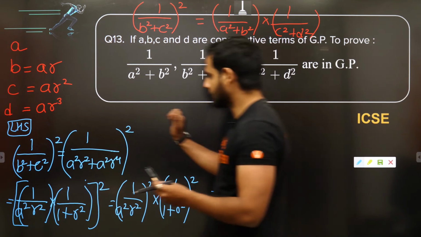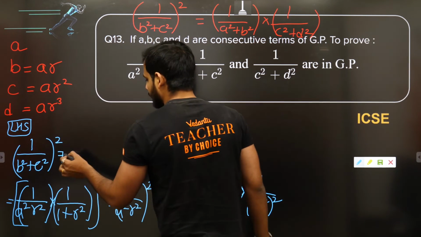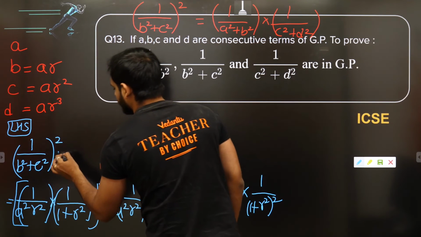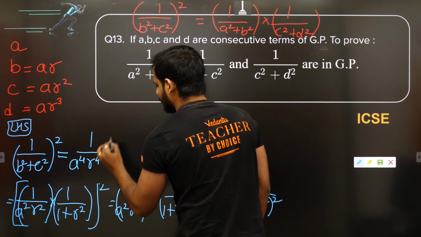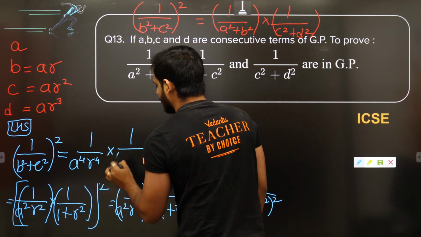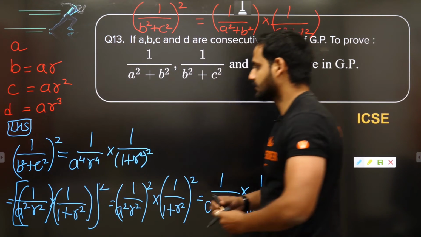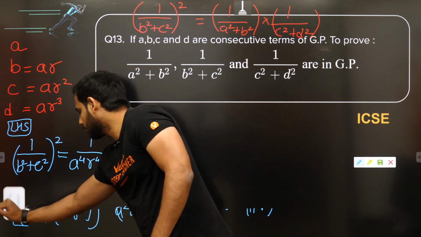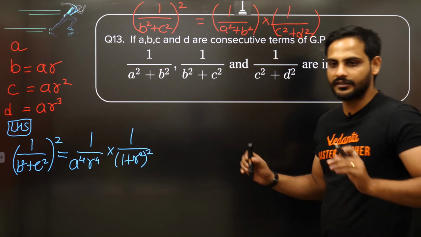So I will rewrite the solution here. I have got it as 1 by A raised to the power 4 into R raised to the power 4, into 1 by (1 plus R square) whole square. This is my value of LHS. Same thing I want for RHS. If RHS can be converted into the same thing, my question is done.